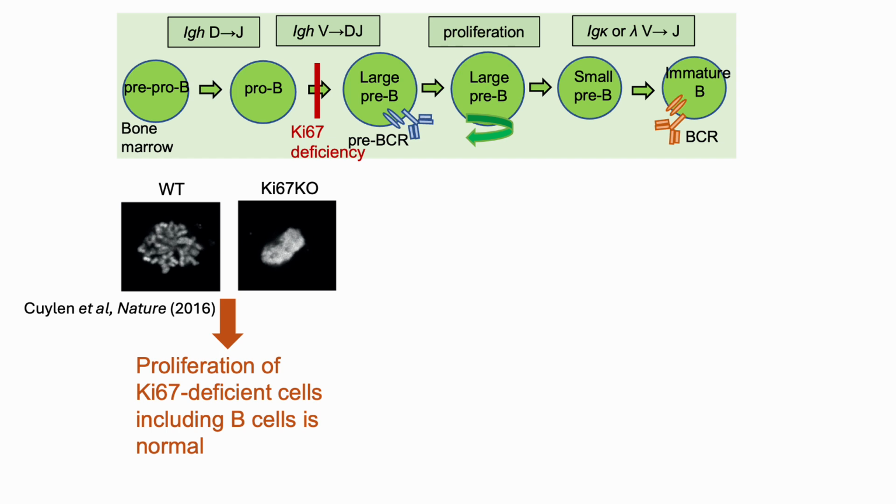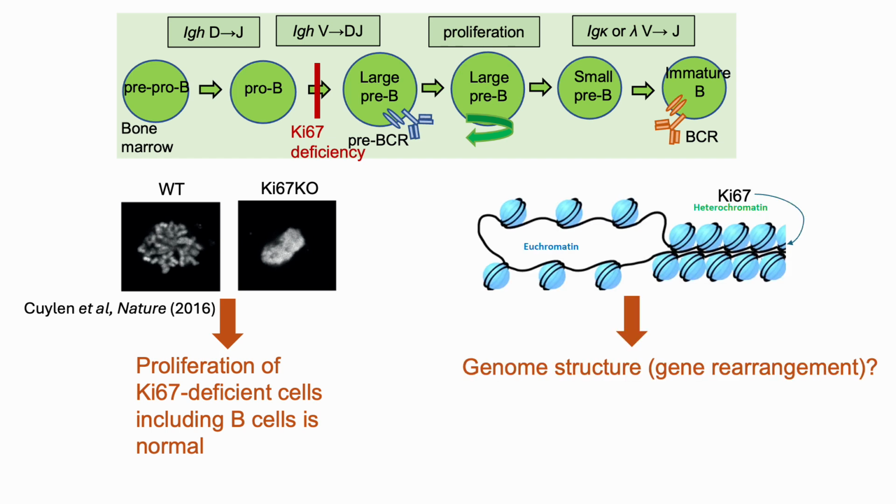The partial blockage in early lymphocyte development in the absence of Ki67 coincides with stages where antigen-receptor gene rearrangement occurs. As the proliferation of Ki67 deficient cells is normal, we hypothesized that Ki67 was required for the gene rearrangement process.